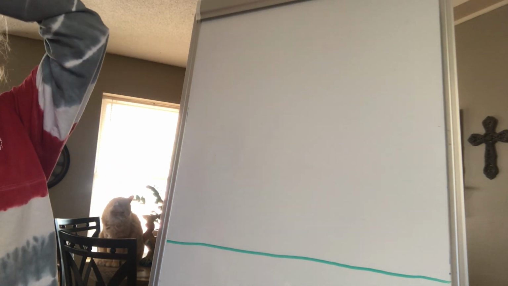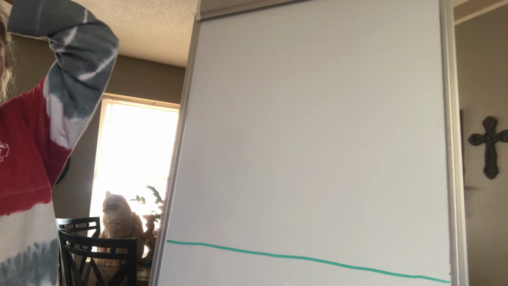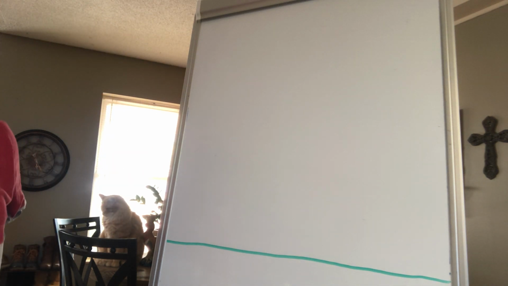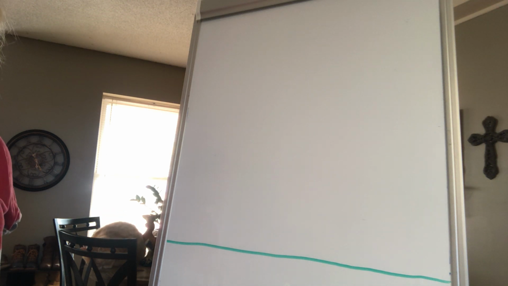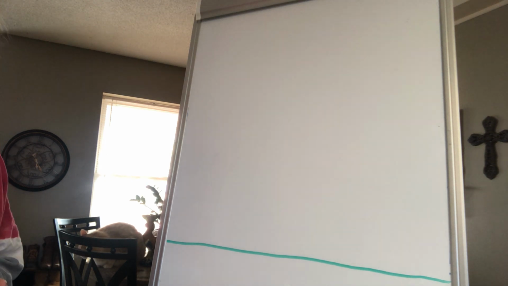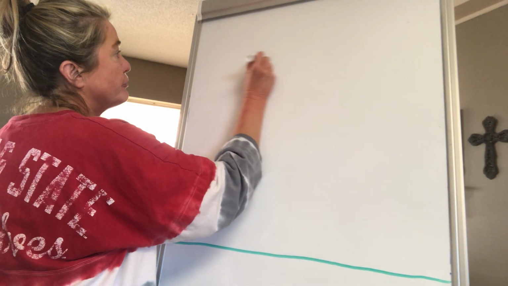So on worksheet 1, problem number 1, Fran baked 12 lemon tarts for her son Bob. He gobbled up 4 tarts. What fraction of lemon tarts did Bob eat? Okay, so we know that we're going to be simplifying fractions.